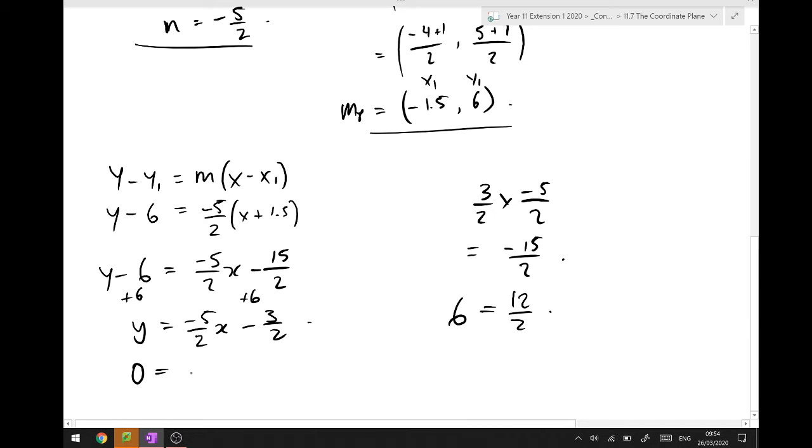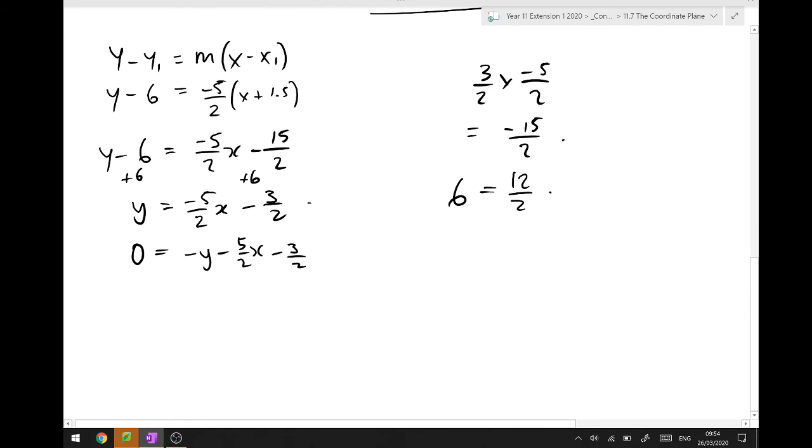Now we're going to move the y to the other side, so it's going to become negative y minus 5 on 2x minus 3 on 2. And because we don't want the fractions, we're going to multiply everything by the common factor of our denominators, which in this case is just 2. So we multiply everything by 2, we get x0 is equal to negative 2y.